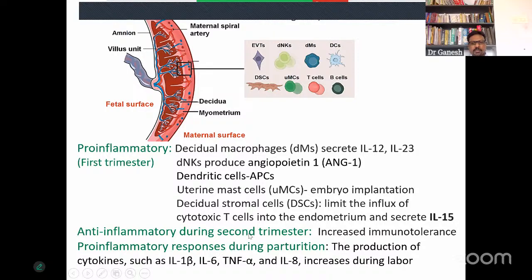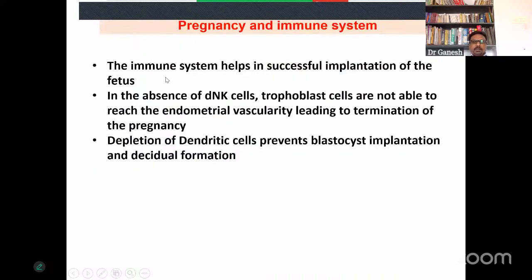So these changes in the production of the interleukins will trigger the pro-inflammatory responses. So till the time the immunotolerance is going on, the immune response is limited. But once this pro-inflammatory response is triggered at the time of the parturition, that will result in the violent contractions of the uterine myometrium that results in the expulsion of the baby. So this is also a very important requirement in order to ensure the normal delivery of the baby. So the immune system helps in successful implantation of the fetus.